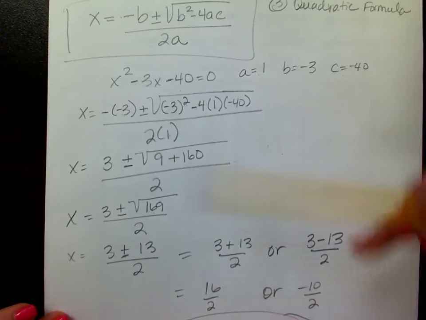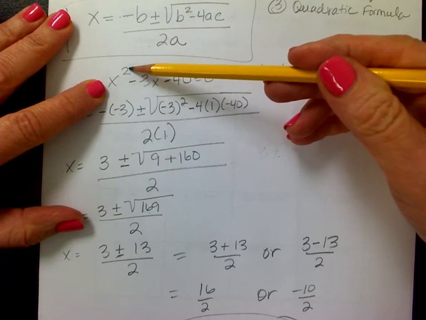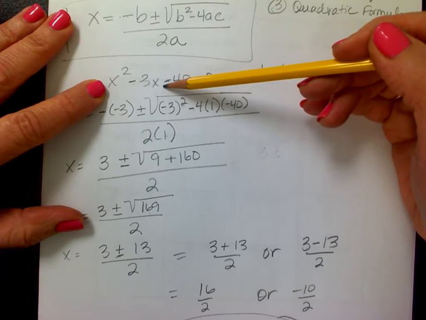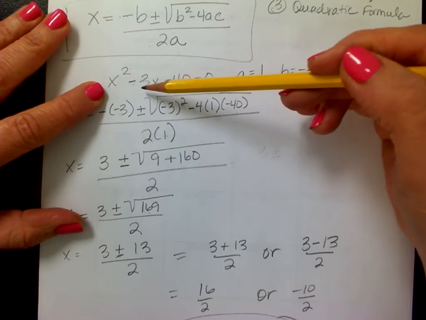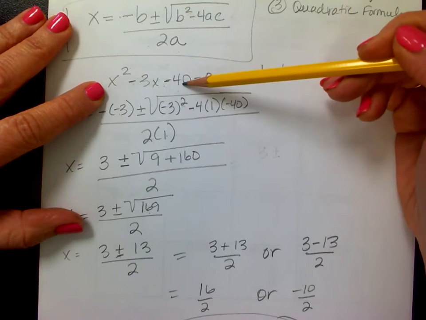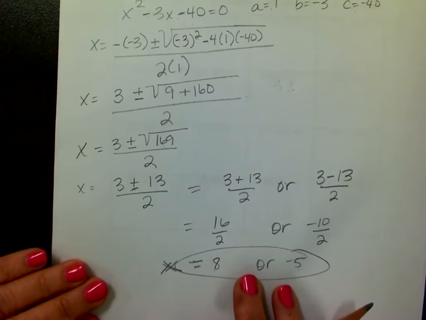So if we want to put it back in and check it, then 8 squared is 64, minus 24, minus 40 should be 0. Negative 5 squared is 25, plus 15, minus 40, yep, that's going to be 0. So these two are our roots.